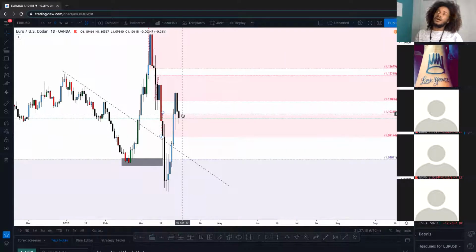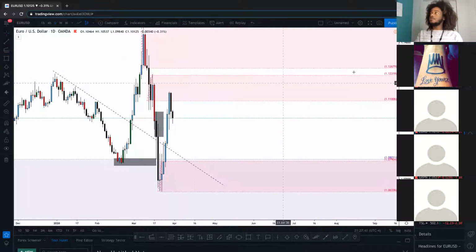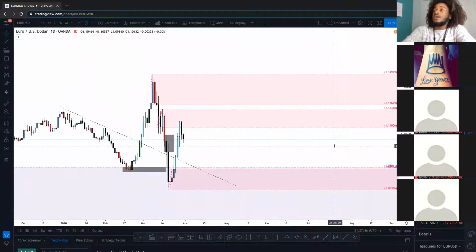So we see that this supply was removed. So I'm going to put it in gray. And who was responsible for that? This drop-base-rally, right? So presently, what are we looking at? Just using supply and demand. One, we're looking at the market reacting to a supply level, right? Right here, daily.